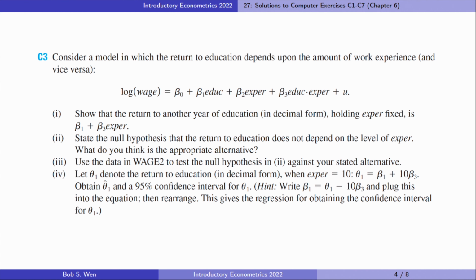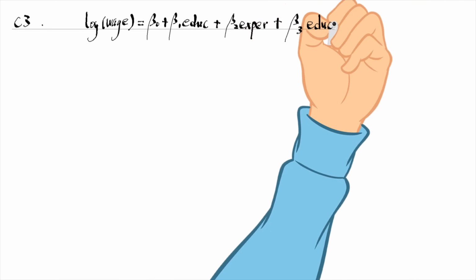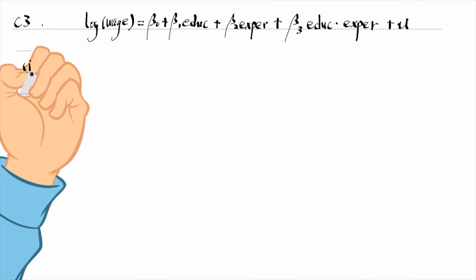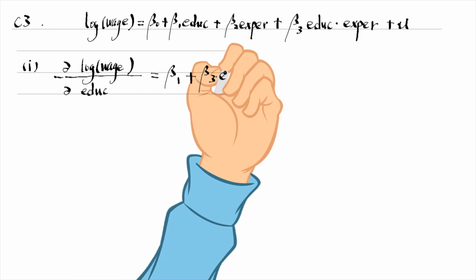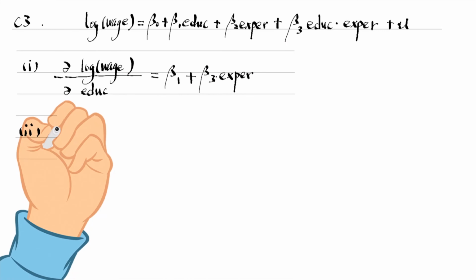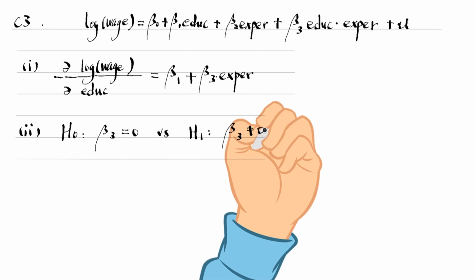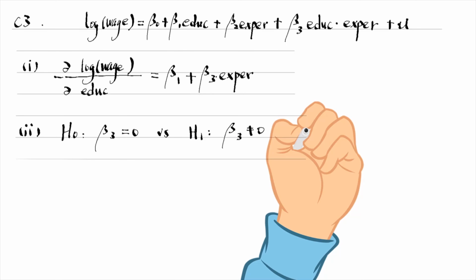Let's go to computer exercise number 3. We use calculus in the first part and obtain the result directly. The null hypothesis that the return to education does not depend on the level of experience is beta 3 equals 0. I am not sure about the direction of the possible effect of experience on the return to education, so the alternative hypothesis is that beta 3 does not equal 0.